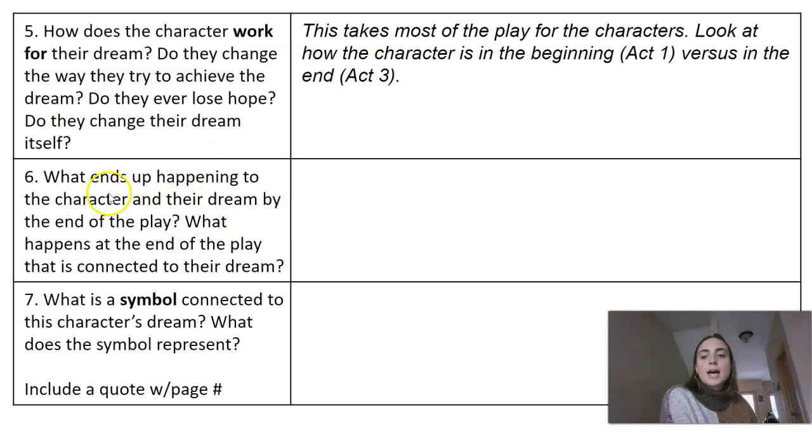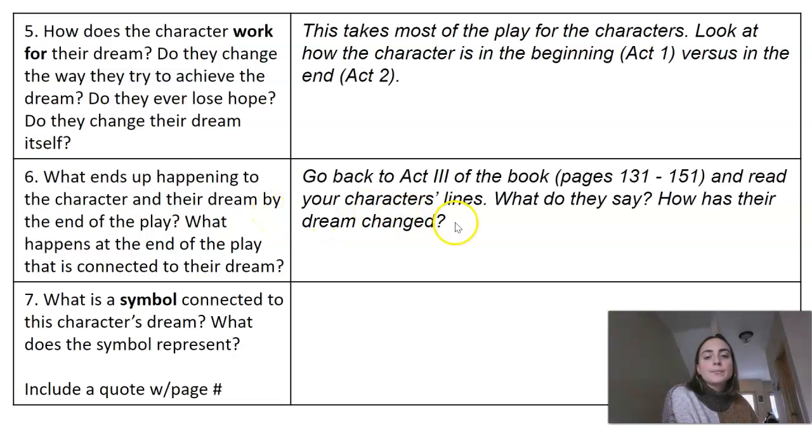Question number 6 takes that another step further. What ends up happening to the character and their dream by the end of the play? What happens at the end of the play that is connected to their dream? So go back to the end of the play, Act 3, pages 131 to 151, and read your character's lines. What do they say? How has their dream changed?